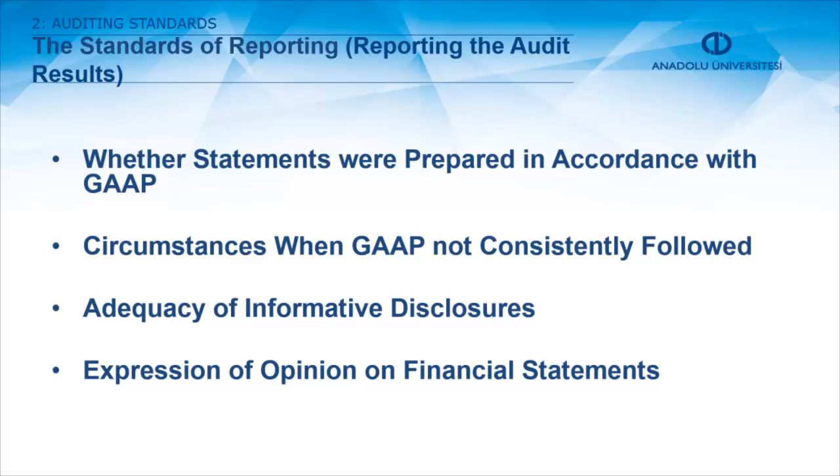These issues also become standards for this group. The first one is whether statements were prepared in accordance with generally accepted accounting principles. The second one is circumstances when generally accepted accounting principles are not consistently followed. The third one is adequacy of informative disclosure with the financial statements. And the fourth one is expression of opinion on financial statements. You have to have an opinion as an auditor, and you have to make some expression of your opinion on the financial statements in the audit reports.